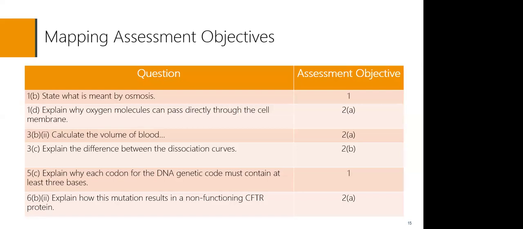Explain how a mutation that is described in the question results in a non-functioning CFTR protein. That is assessment objective 2A, because candidates need to apply different specification points to provide an answer to this question. So they're taking their knowledge from different places and putting it together.